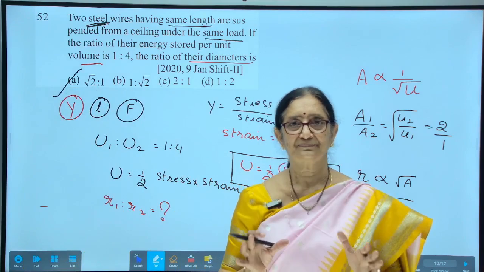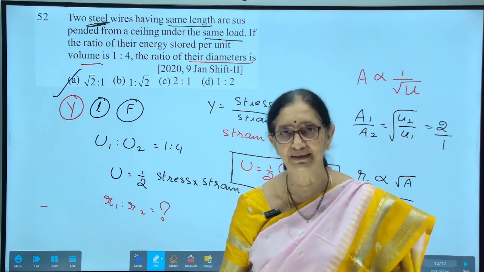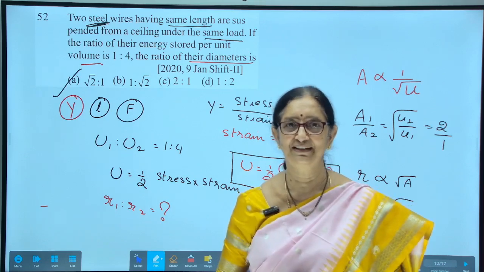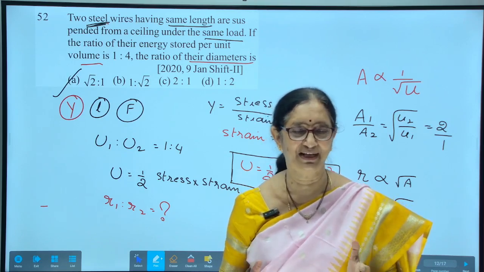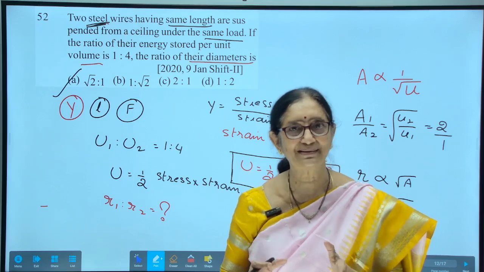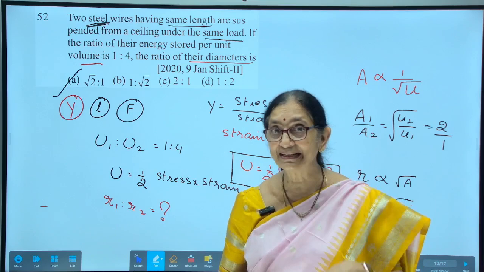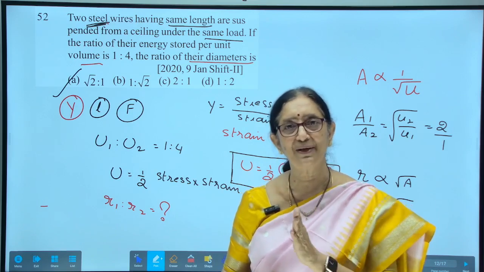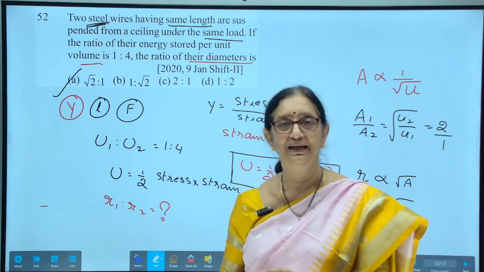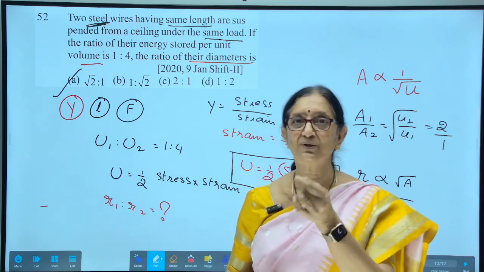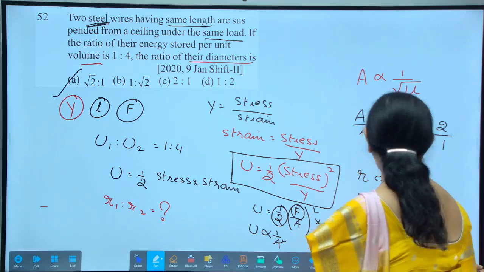So, as far as energy stored in a stretched string is concerned, what is the formula we have learnt? Yes. Energy stored in a stretched string is half stress into strain into volume. Energy density becomes half stress into strain, or half strain square Y, or half stress square by Y. Okay. So, move on to the next problem.